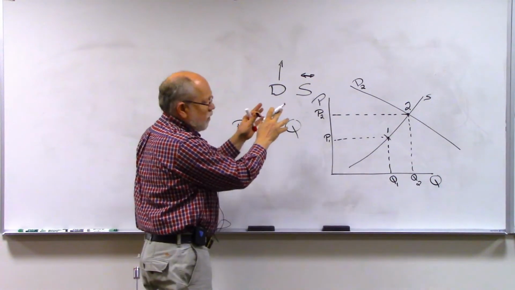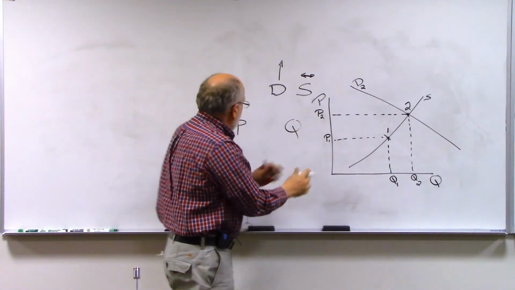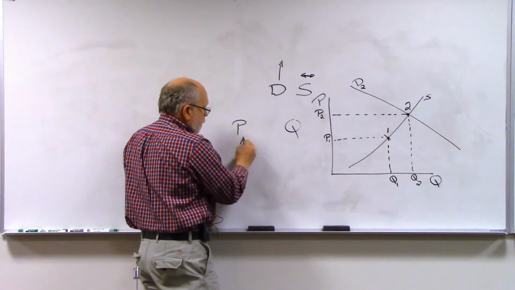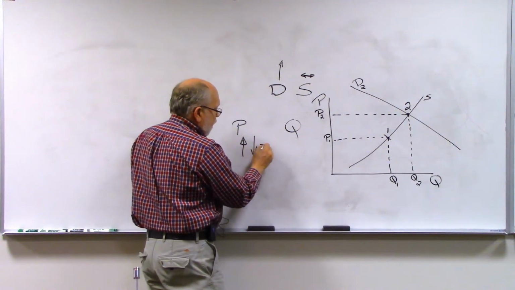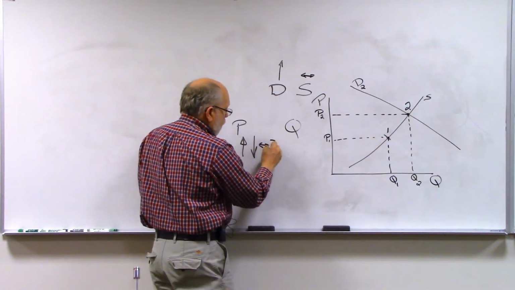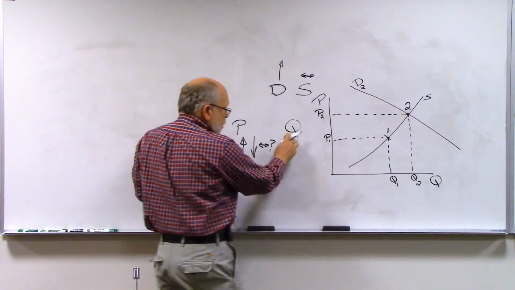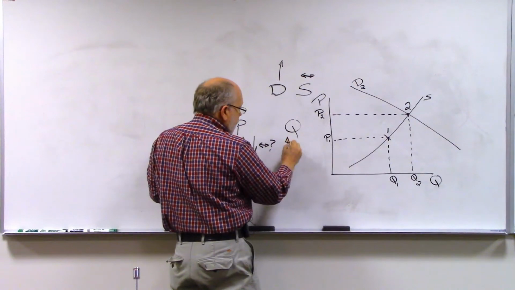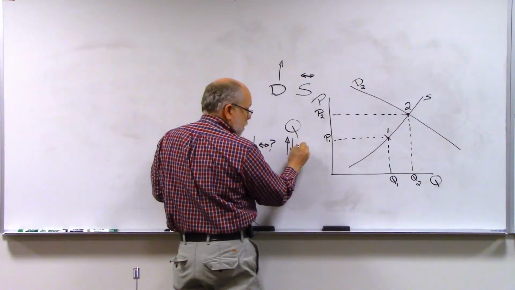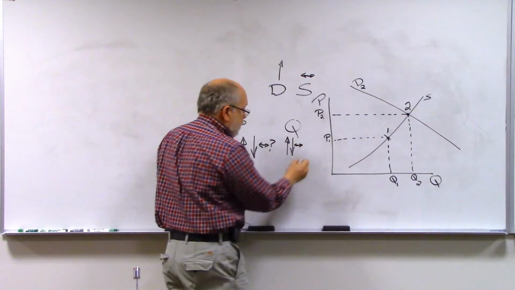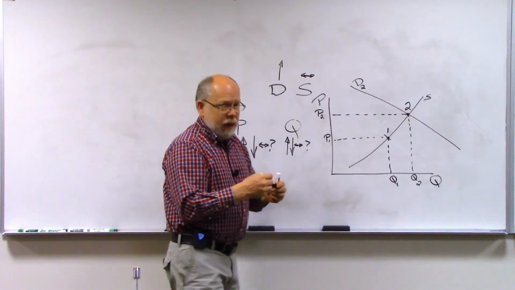So now we're going to say price and quantity. When we do these changes with supply and demand, price could either go up, it could go down, it could stay the same, or we could say, heck, we don't know, not enough information to know. Same thing with quantity. It could go up, it could go down, it could stay the same, or we could be in a situation where there's not enough information, we can't say.